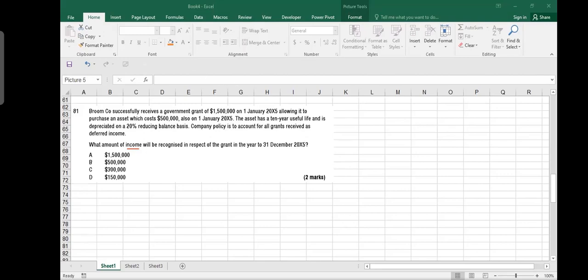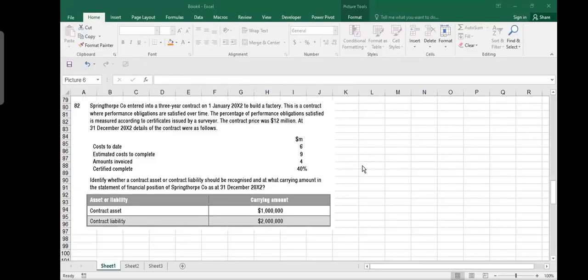Let's find out another question from revenue. Okay, let's do this 82. It's again from revenue. Again, like we always do, first read the requirement. Identify whether a contract asset or a contract liability should be recognized, and at what carrying amount in the statement of financial position. Very similar to question number 78 or 79, but let's start reading it.